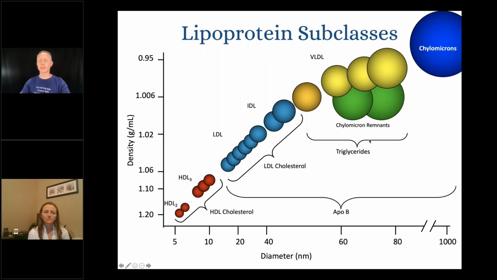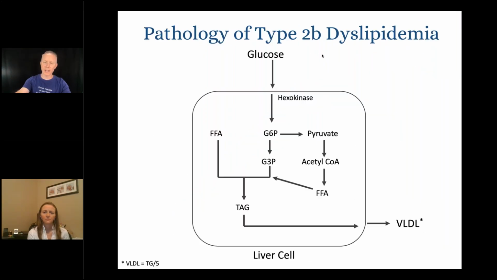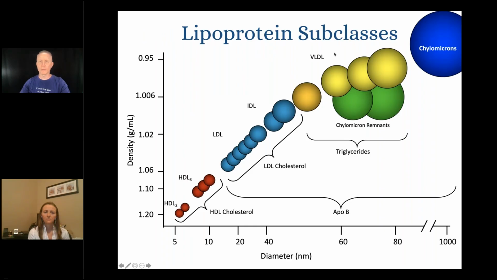So we have our triglyceride containing particles, which are predominantly our VLDL particles. The triglycerides that you get on a lipid profile are just a mathematical calculation from the VLDL. You take your VLDL and multiply by 5, and that gives you your triglycerides. It's just a math equation.